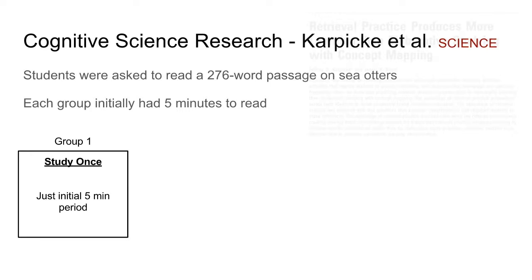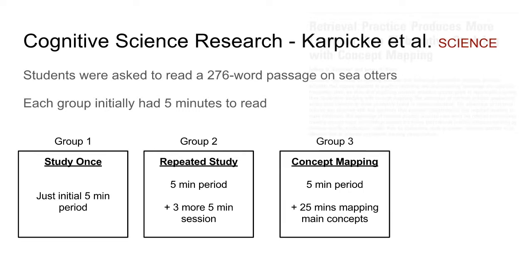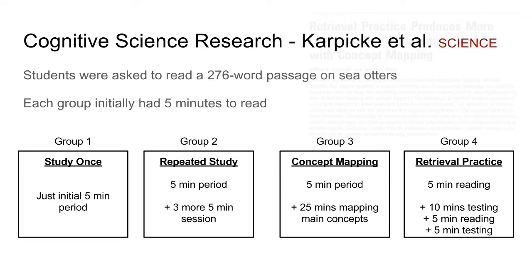So do you want to be in group 1, which doesn't get to study this anymore before the test? You just get that 5-minute period. Do you want to be in group 2, which gives you 3 more 5-minute sessions to study? Would you like to be in group 3? They get 25 more minutes to do concept mapping. Or do you want to be in group 4? You have to do a 10-minute test after your 5 minutes of reading. Then you do 5 more minutes of reading, and then 5 more minutes of testing before you take the real test.